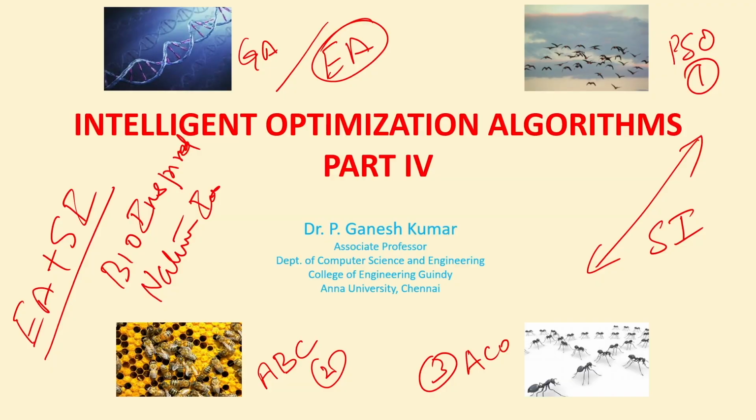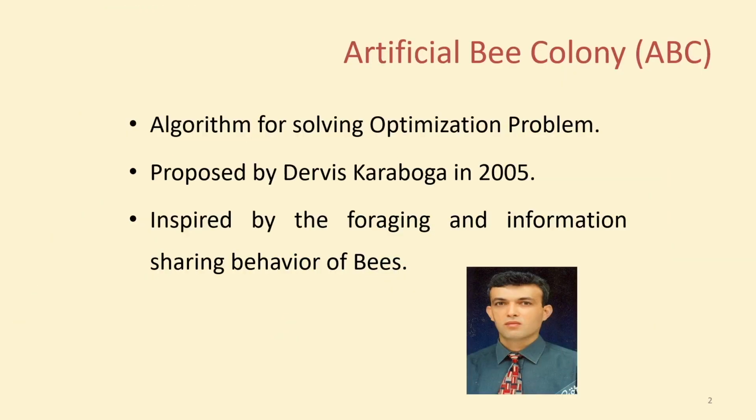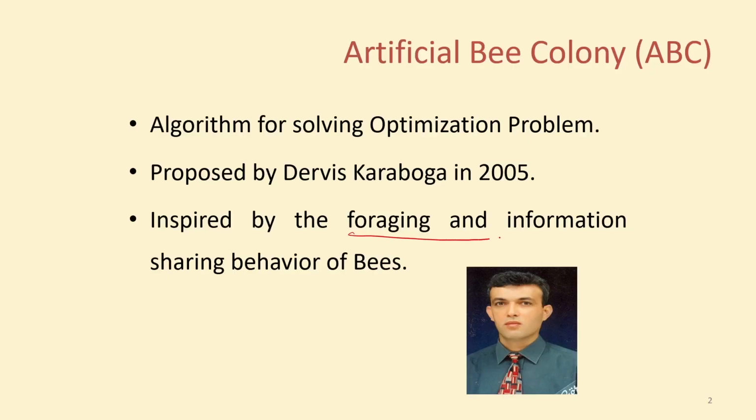Let me discuss ABC first, then ACO. What is artificial bee colony? First of all, it is an algorithm for solving an optimization problem. It has been proposed by Dervis Karaboga in the year 2005. It is inspired by the foraging and information sharing behavior of bees. Again, it is foraging behavior.